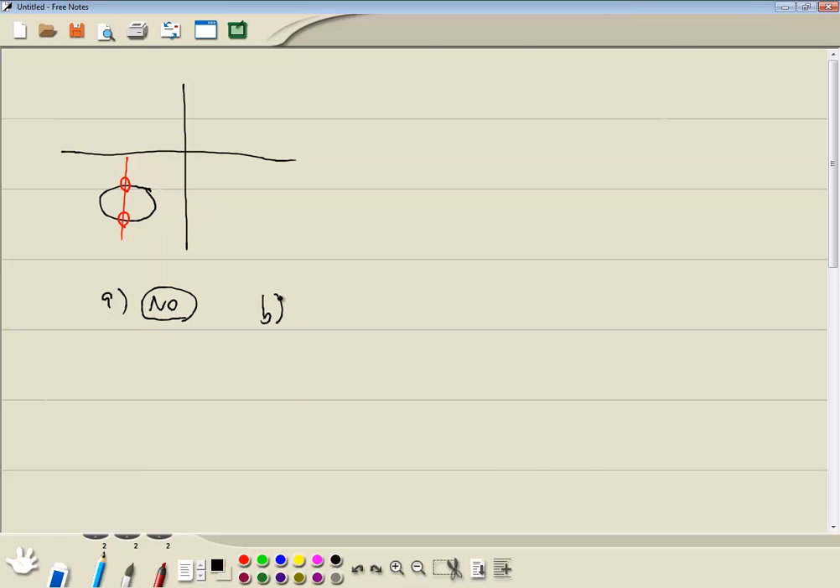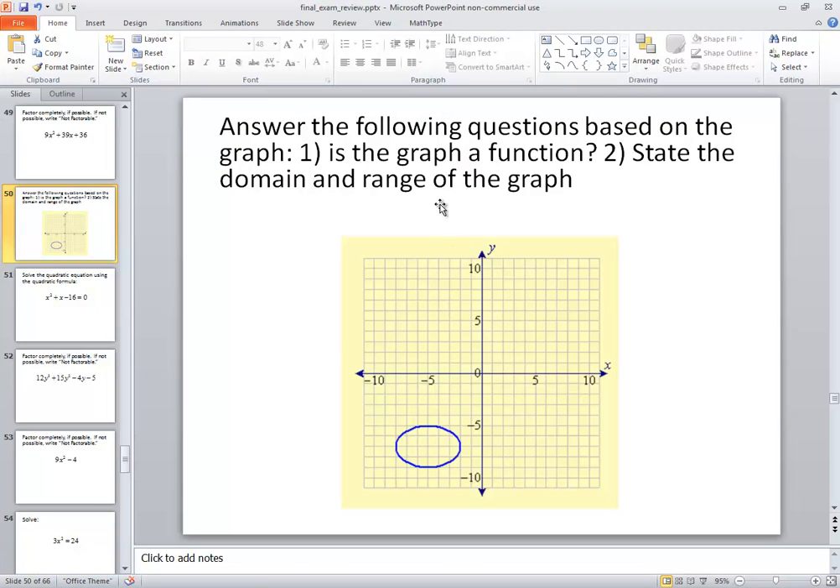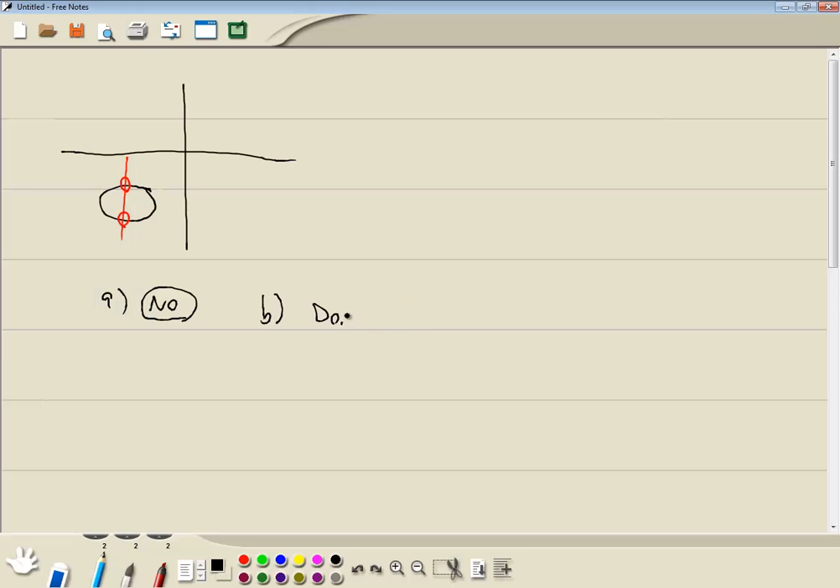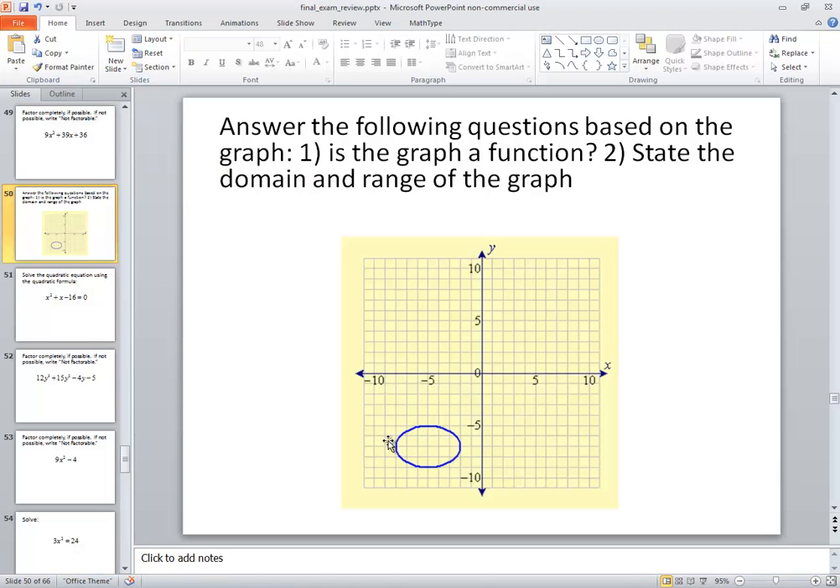Okay, now B. I'm going to have to use a real graph for this. It says state the domain. Now the domain is your x values where your graph exists. If I come over here, for example, at -10, the graph doesn't exist there. 1, 2, 3, 4, 5. Okay, so I'm going to go straight up from the leftmost point of my graph to my x-axis right here. So that's -5, -6, -7. That's -8.